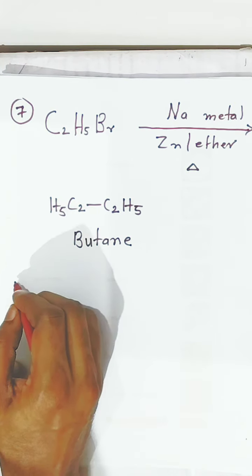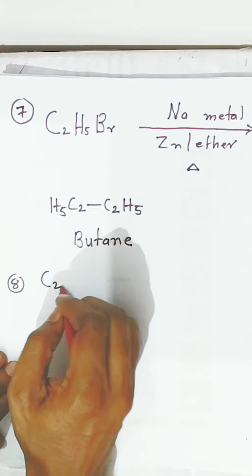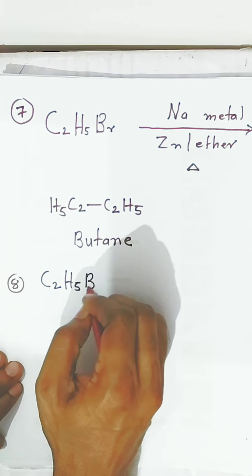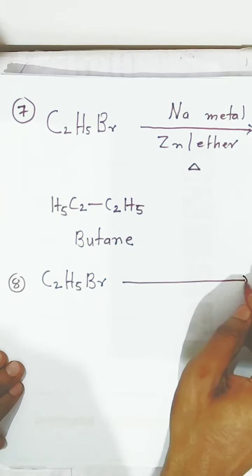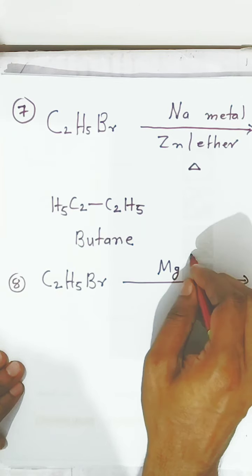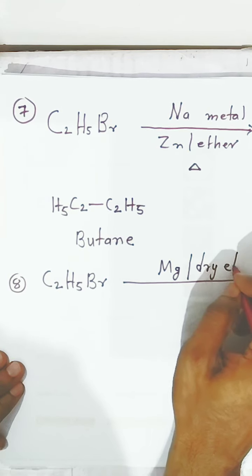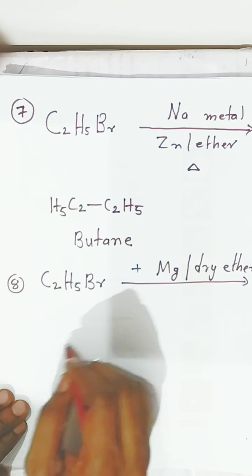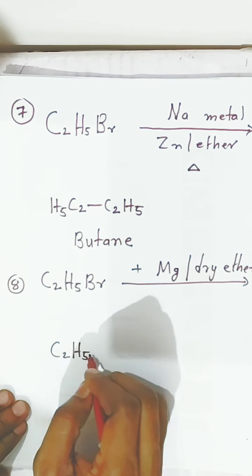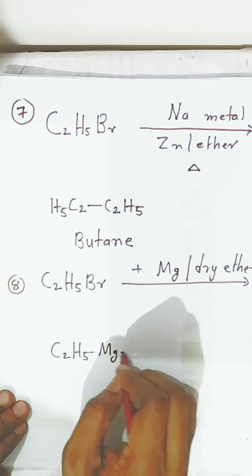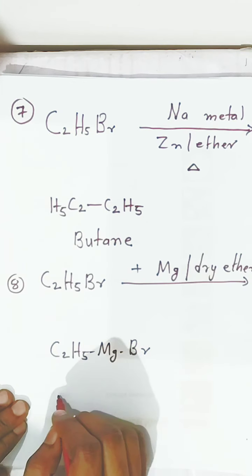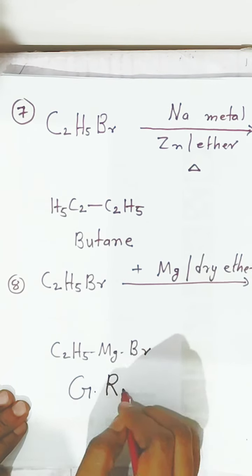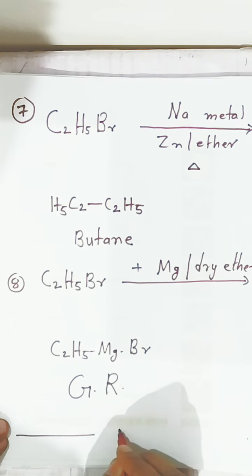Now the 8th reaction students, which is the last of the simple reactions. In this last reaction you will add magnesium in the presence of dry ether. Dry ether we are using as a solvent. If you add magnesium, what happens students? You will get the Grignard reagent, C2H5MgBr. This is the Grignard reagent. In shortcut, we write GR. These are the 8 reactions of alkyl halide we have seen, students.